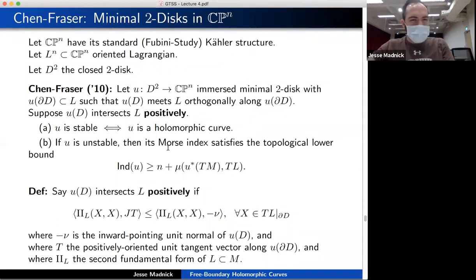Yes, in the holomorphic curve case, you definitely get equality here. Sorry, I'm just second-guessing myself. But this is definitely how that works.